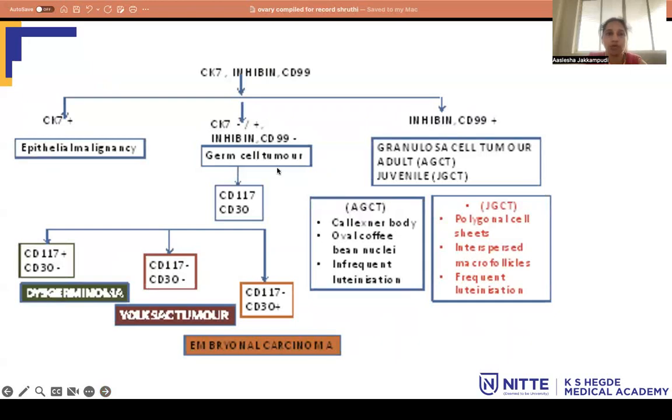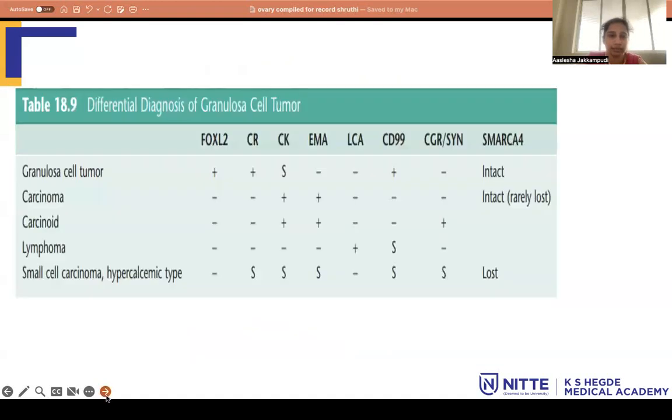So this is the protocol for ovarian tumor. You can take the markers CK7, inhibin, and CD99. CK7 is a marker of epithelial malignancy. Inhibin and CD99 is for sex-cord stromal tumor. So whenever CK7 positivity, you have to rule out epithelial malignancy. Inhibin and CD99 positivity will tell that it is a group of sex-cord stromal tumor. Then you can go ahead with morphological features. You can correlate with, then ultimately diagnosing a specific condition. Germ cell tumor can be diagnosed with CD117 and CD30.